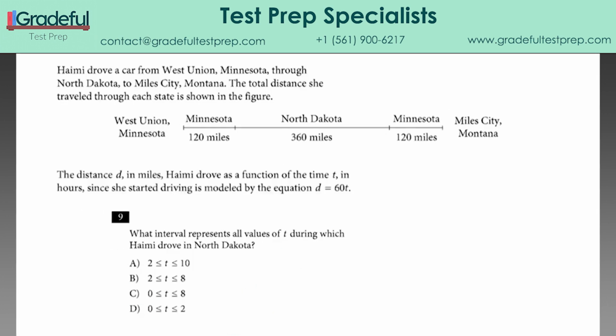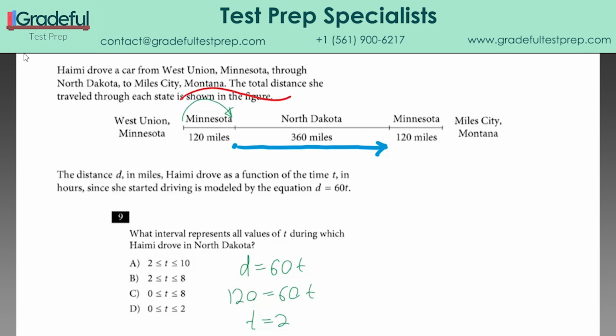Question number 9 is asking us the time intervals during which the person drove in North Dakota. So one way to do this is to realize that it starts at 120 miles. So if we plug 120 into the formula, we have 120 miles equals 60 times t, and t equals 2. So the person enters into this domain right around t equals 2 hours and continues it until those 360 miles are up. But at this point, we're going to consider D not to be 360 or 120, but 480 because it's the total cumulative distance.